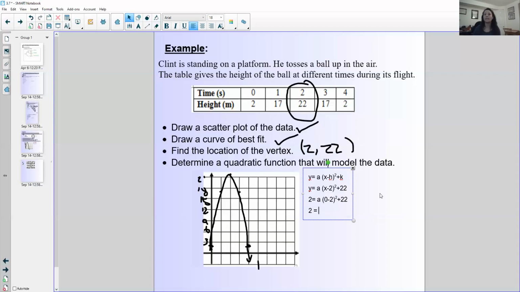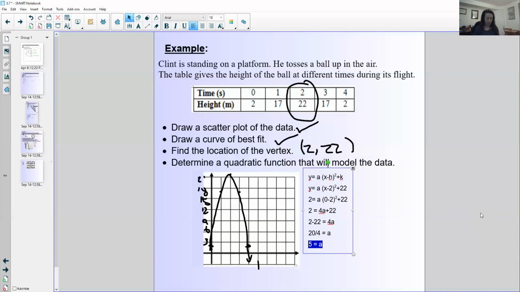So this is 2 equals, okay, listen, -2 squared is -2 times -2. That's +4. So this is 4a plus 22. Bring the 22 onto the other side. Because it's being added, when you bring it over, it becomes a subtraction sign. 2 minus 22 is -20. I need to get the 4 onto the other side. I am going to divide both sides by 4 to bring it over. And -20 divided by 4 is -5.